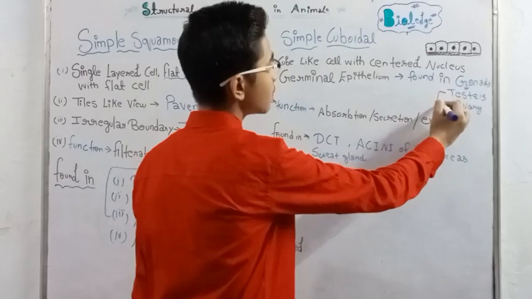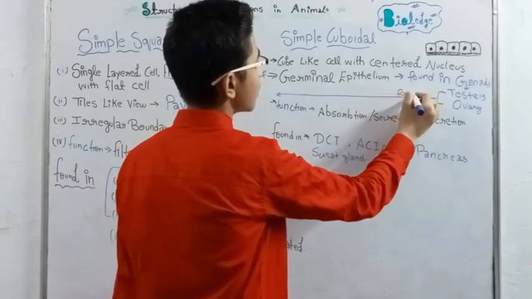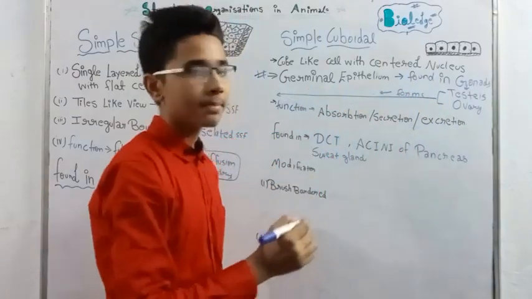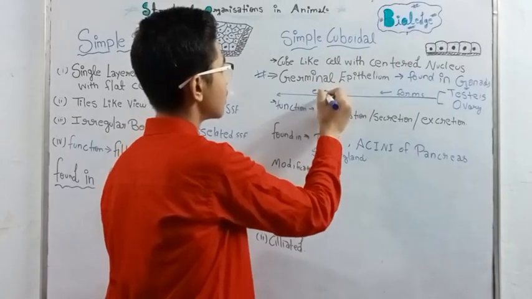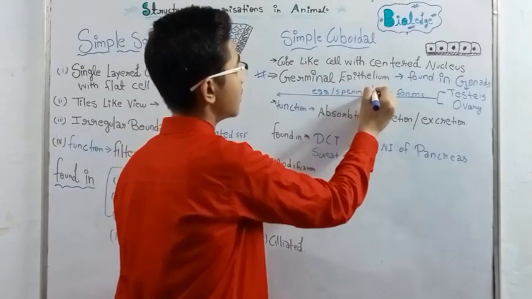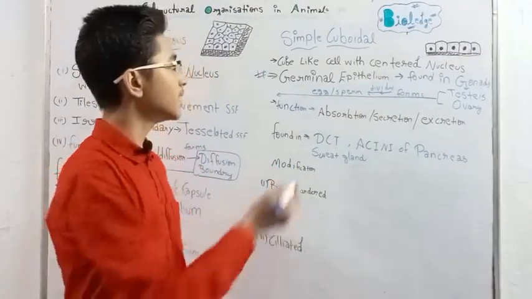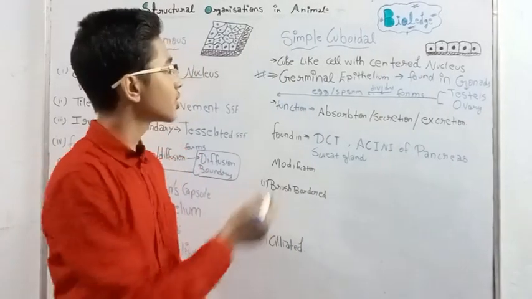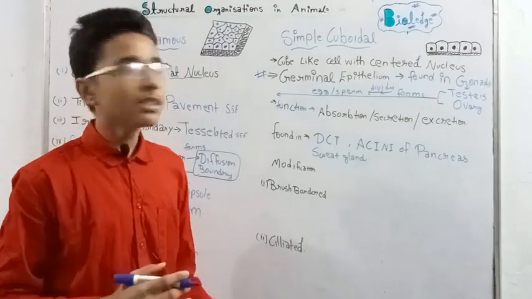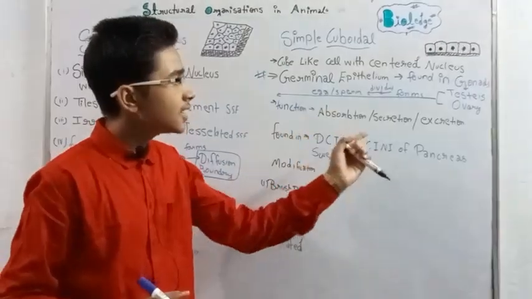So what is the function of them here? They basically divide to form the egg and sperms there. That's why they are also termed as the germinal epithelium. Next, we are going to discuss their function. So their function is absorption, secretion, and excretion.